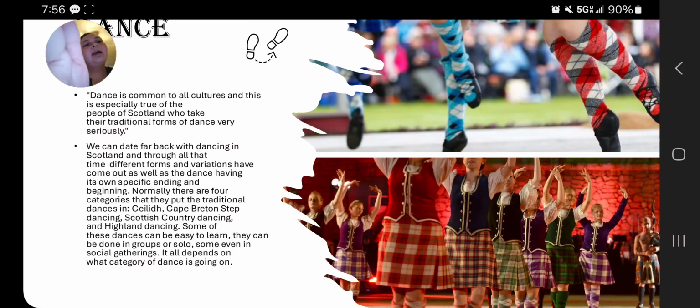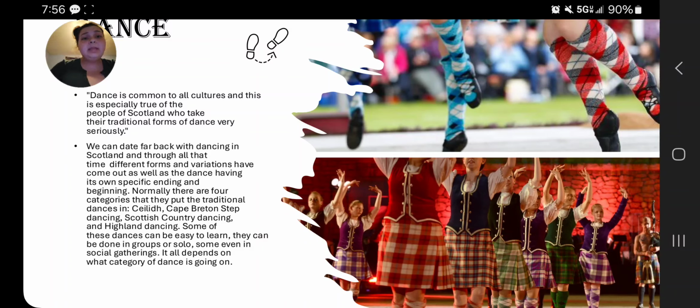Each dance that I named has its own specific beginning and ending. Normally there are four categories that the Scottish put their traditional dancing in: country dancing, Highland dancing, Breton step dancing, and Ceilidh dancing.